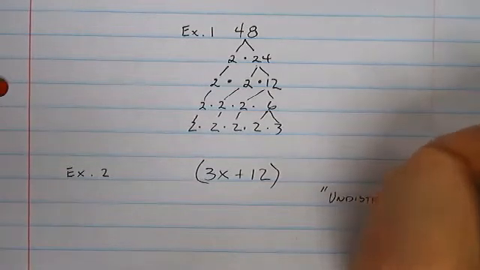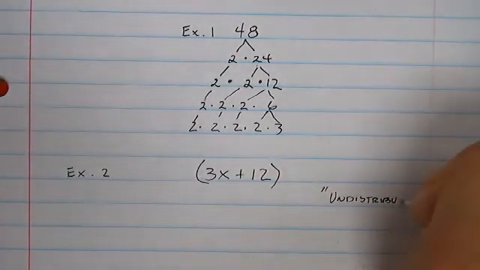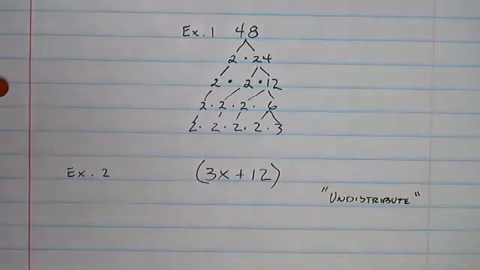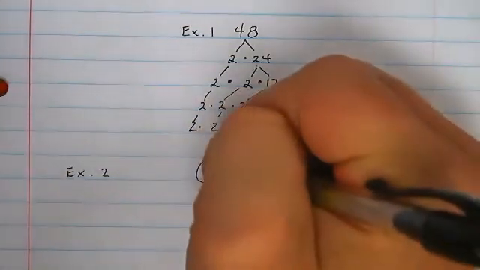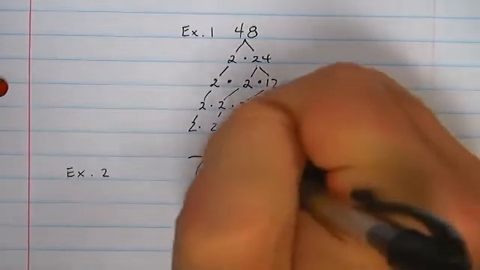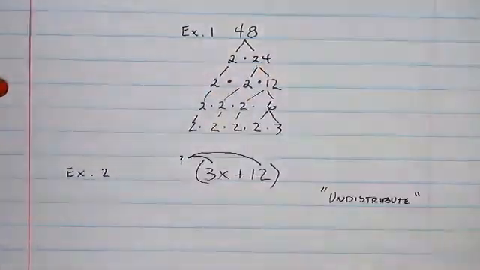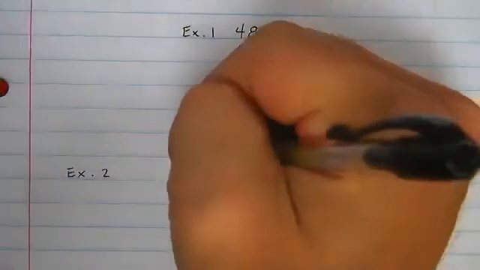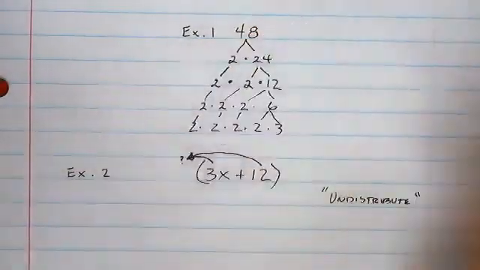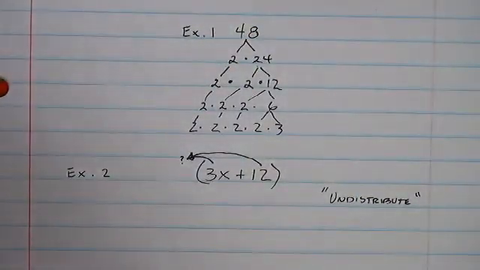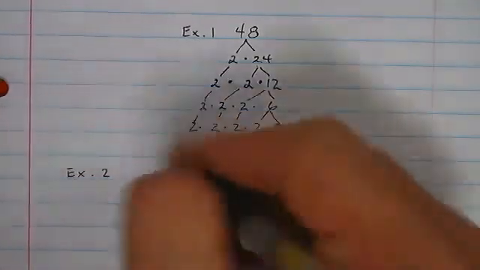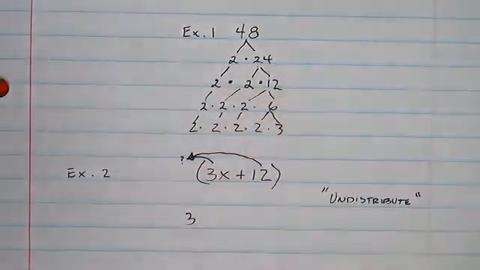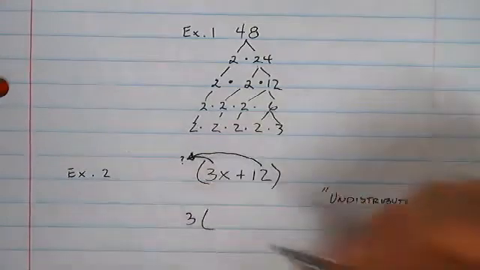this is definitely not a mathematical term, but it does kind of get the point across, okay? What can I pull out from 3x plus 12? What can I pull from each of those? That's the question. What can I go this way with to undistribute? What can I pull out of both? And so the answer is a 3.